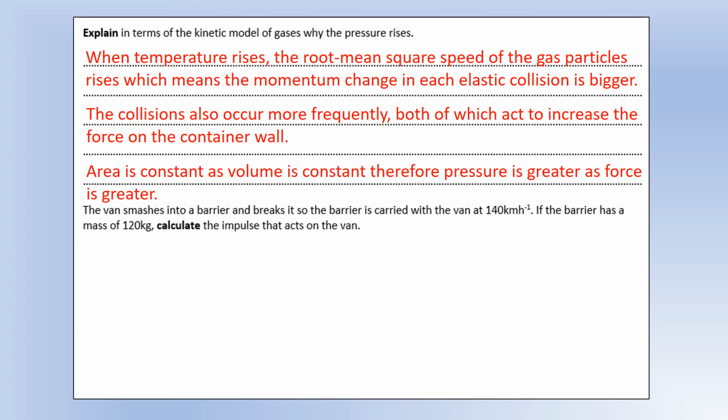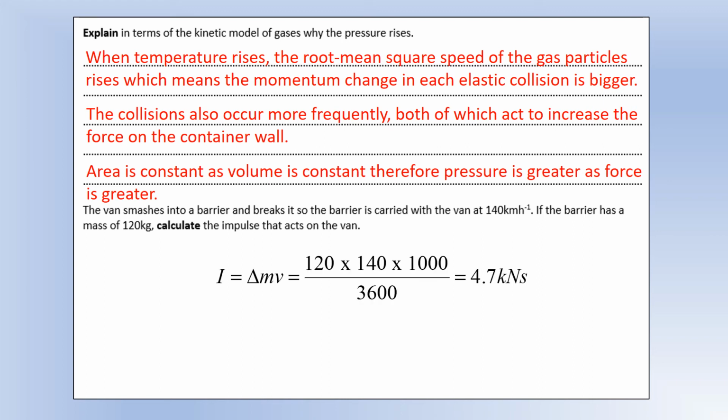Okay, so we're making a getaway. We've smashed into a barrier and it breaks the barrier. And the barrier is carried with the van at 140 kilometers per hour. So we're going pretty quickly now. If the barrier has a mass of 120 kilograms, calculate the impulse that acts on the van.